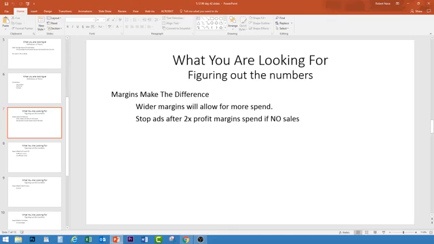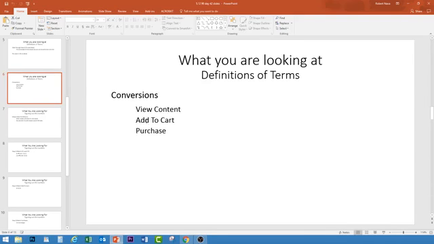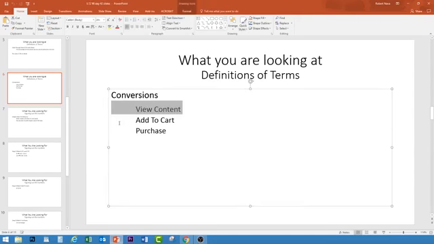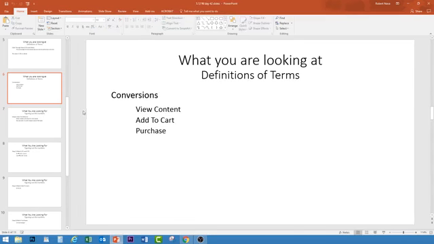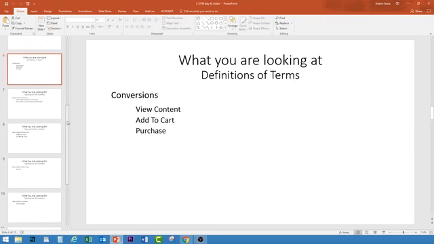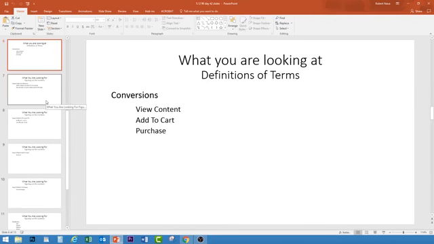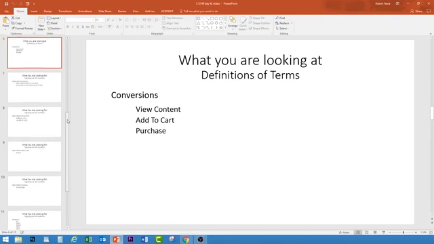Okay, so the wider the margins, the more you could spend, but the margins ultimately make the difference on what your view contents, add to carts, and purchases should be costing. I don't really pay attention to the cost of these too much, but I will show you guys some numbers on them. What I typically pay attention to is my click costs and my purchase costs. But I'm going to show you guys all of them, just so you could understand a little bit. Remember, I just want you to understand the first layer of this stuff right now. We're going to go ahead and look at it in reporting in a minute.